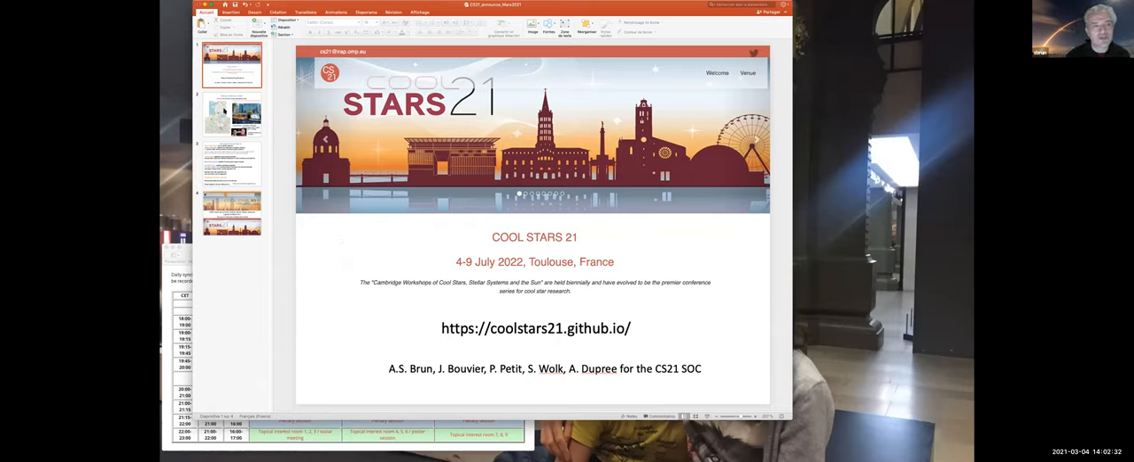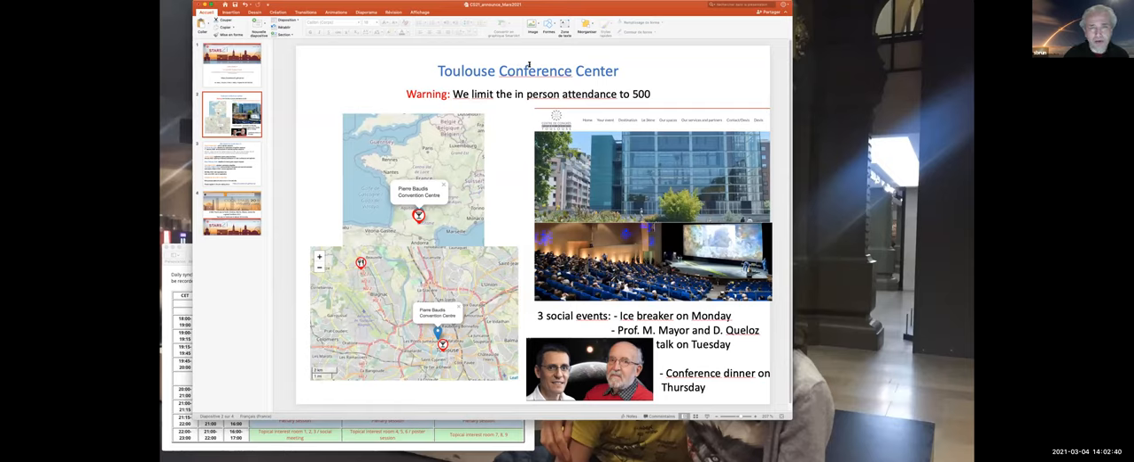So to give you a little bit more details about Cool Stars, which would have happened in 2021, as you know. This will happen in the Toulouse Conference Center. So this is France, Paris is here, and Toulouse is in the southwest part of France. And within Toulouse, we will be at the Pierre Baudis Convention Center. This is the main center of the city. You can see there is a big amphitheater here.